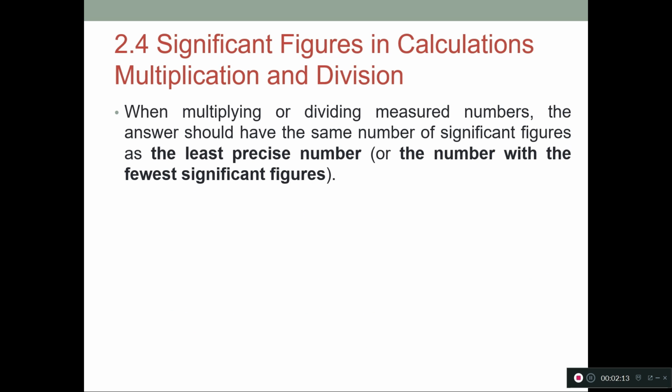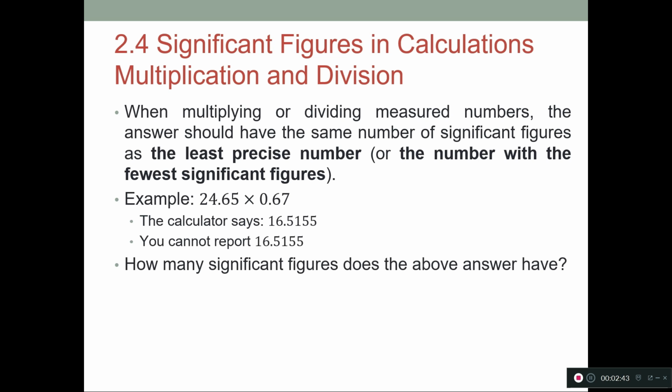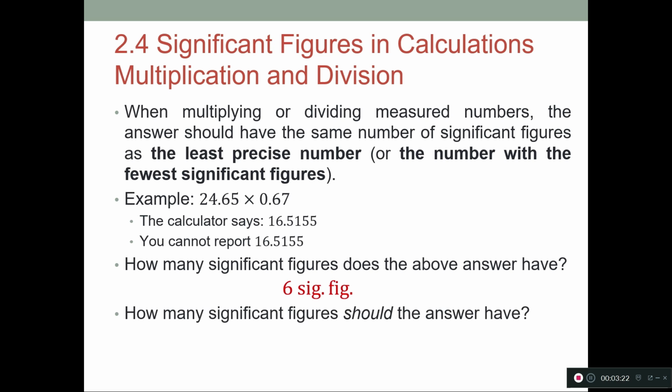And so when multiplying or dividing measured numbers, the rule that we have for significant figures is that the answer that we have should have the same number of significant figures as the least precise number, or in other words, the number with the fewest number of significant figures. So for example, if we have 24.65 times 0.67, if we put that on our calculator, it'll give us 16.5155. But you cannot report 16.5155. How many significant figures does the above answer have? Well, it has 6 sig figs. But how many significant figures should the answer have?